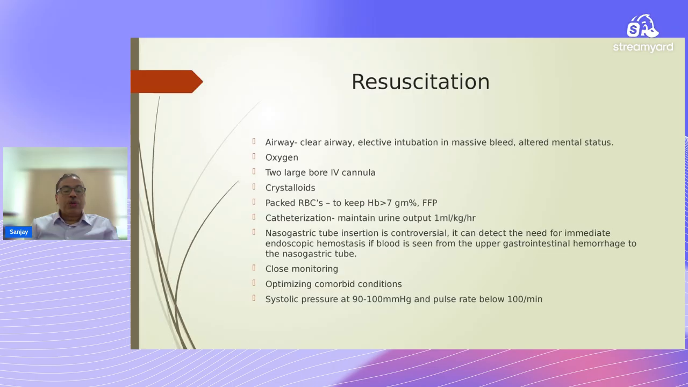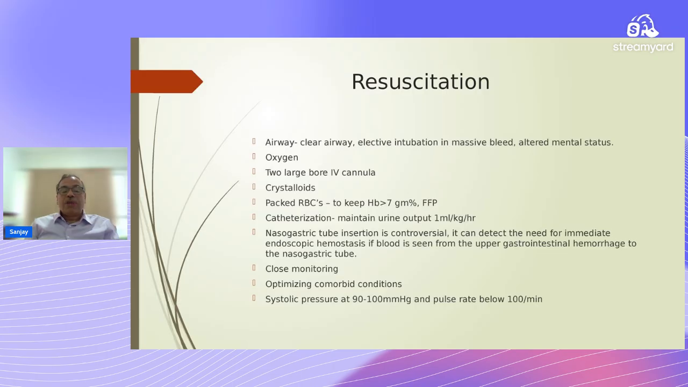Catheterize the patient. Urine output monitoring is very important. Maintain an hourly urine output of 1 ml per kg. That means a 70 kg person should produce at least 70 ml of urine per hour, ideally, which would tell you that renal function is optimal. The bare minimum is 0.5 ml per kg. That means at least 35 ml should be produced in 1 hour. Any urine output less than 0.5 ml per kg per hour would be an indication that kidneys are undergoing ischemic damage and they are at risk of acute renal failure.